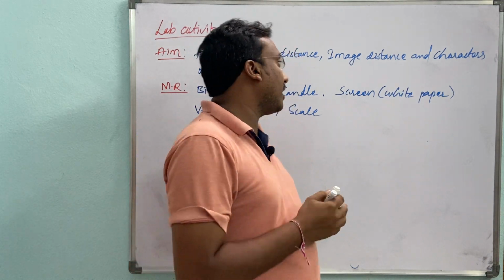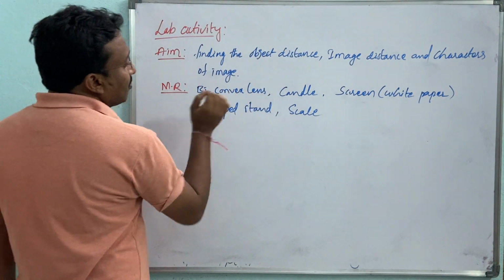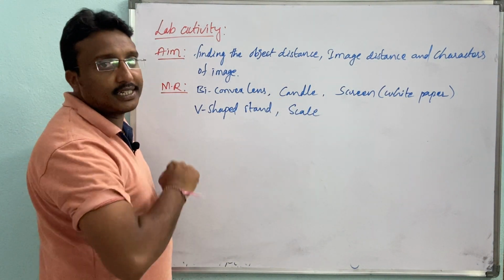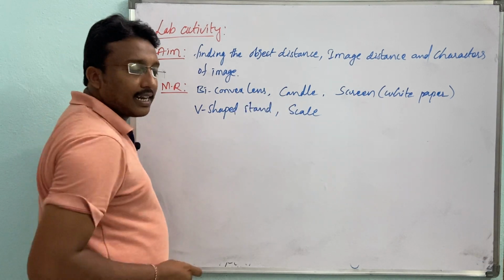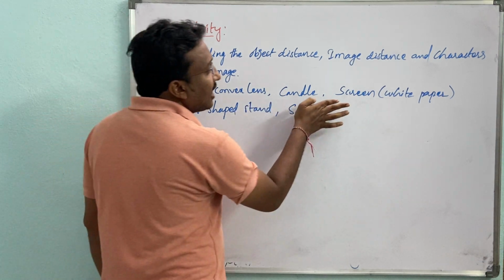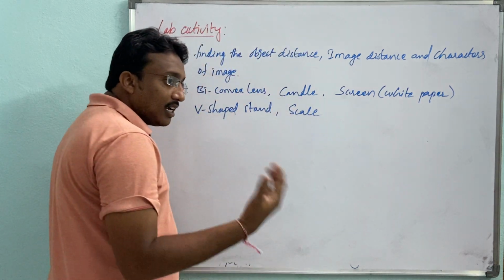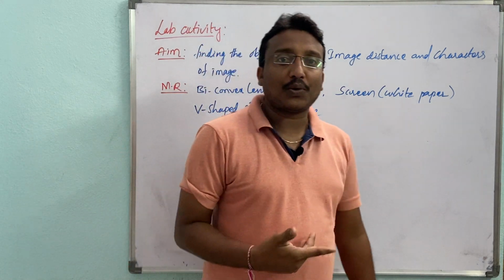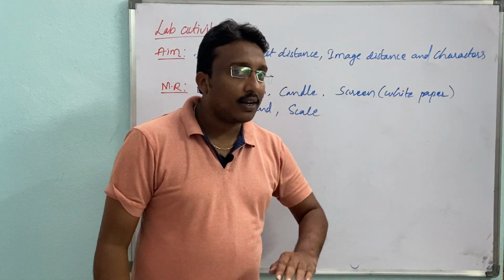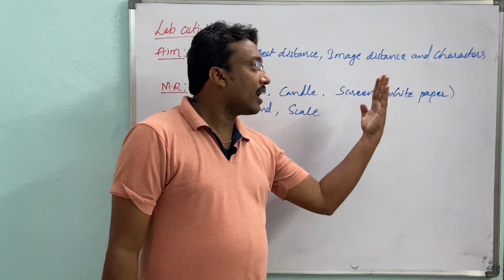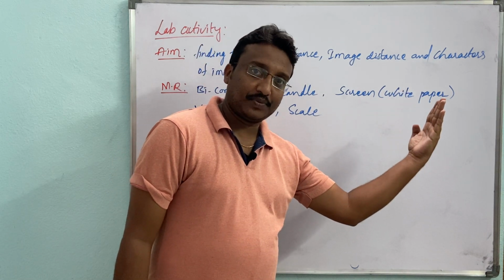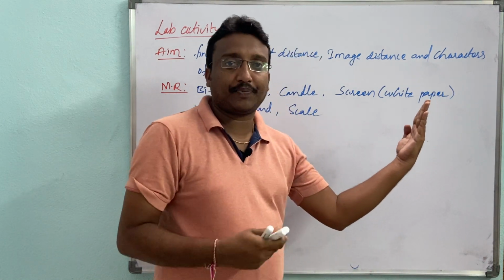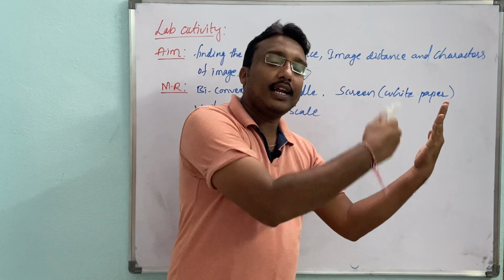Got it? Right. Then lens is used to form the image. Candle acts as an object here, and screen is what catches the image. Here we get real images also, no? Real images can be caught on the screen. So to see the real image, we need the screen.